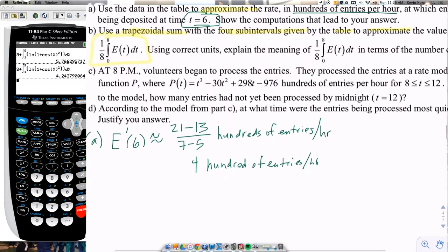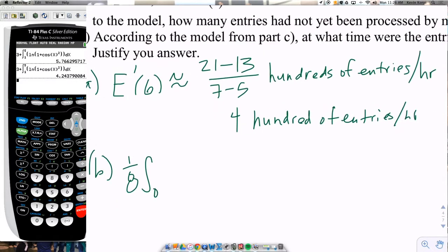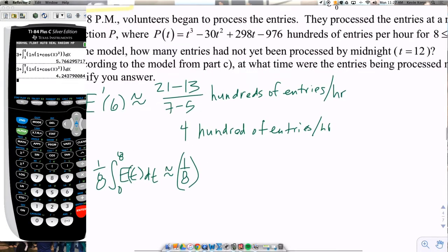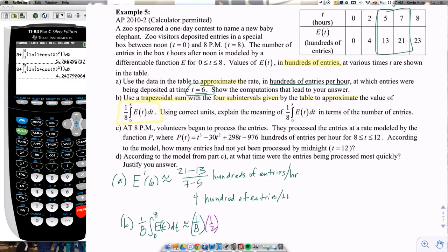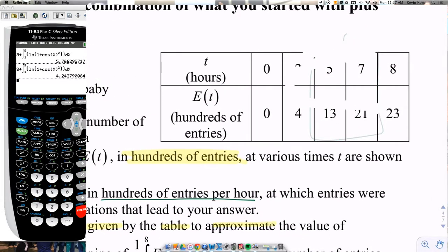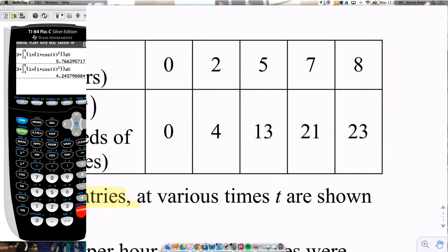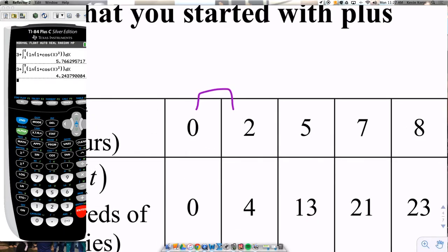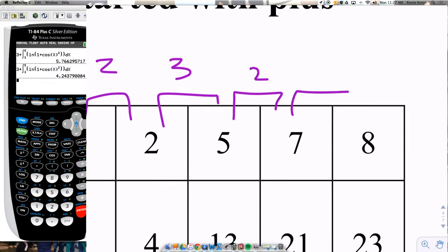So here we go. Part B. 1 over 8, the integral from 0 to 8, E of t dt, squiggles. Now, my 1/8 is out front. Because I'm doing a trapezoidal approximation, what can always come out front for the trapezoidal? A 1/2. Now, we better go to the data and see what the delta x is, because we're going from 0 to 8, so we're using all the data points. From 0 to 2, the delta x is 2. From 2 to 5, 3. So it's not uniform. From 5 to 7 is 2, and 7 to 8 is 1.